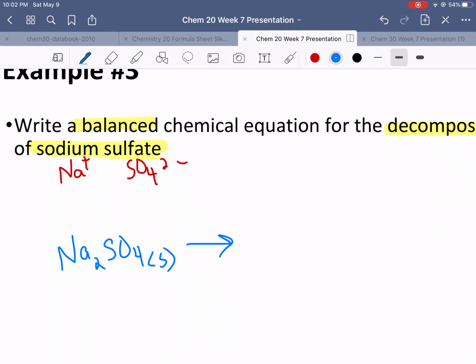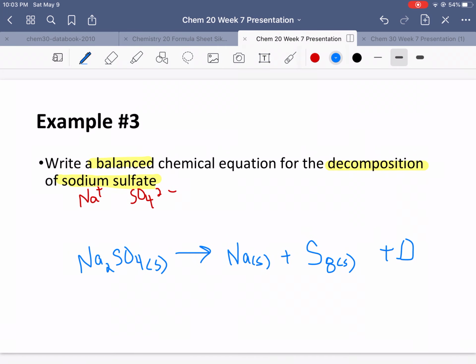This is going to split up. It does not split into sodium and sulfate. The definition of a decomposition reaction is that it splits up into its individual elements. That means sodium solid plus sulfur solid, but remember, sulfur's weird, S8, plus oxygen, O2, a diatomic gas. There we go. Now the balancing, we need to be careful. Our biggest number is the 8 on sulfur.